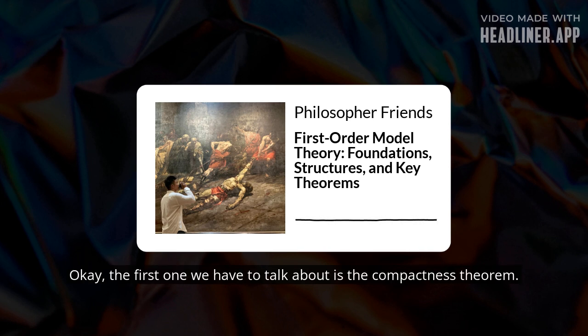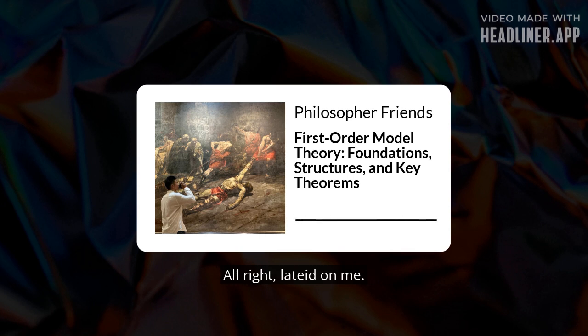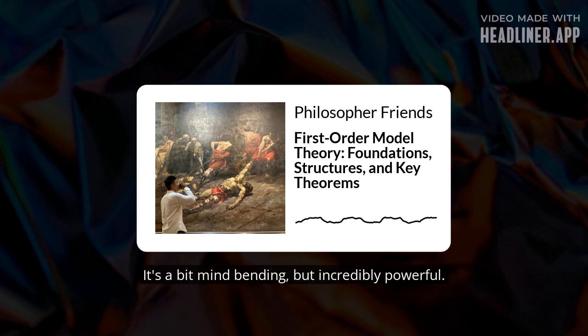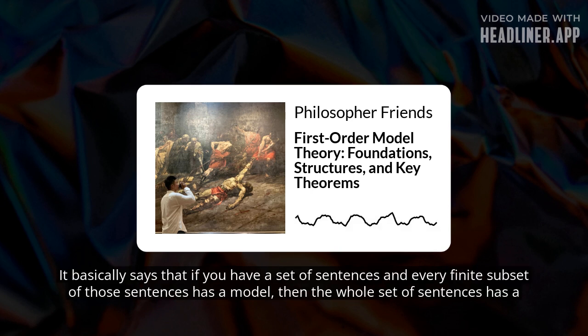Okay, the first one we have to talk about is the compactness theorem. Compactness theorem. All right, lay it on me. It's a bit mind-bending, but incredibly powerful. It basically says that if you have a set of sentences and every finite subset of those sentences has a model, then the whole set of sentences has a model too.